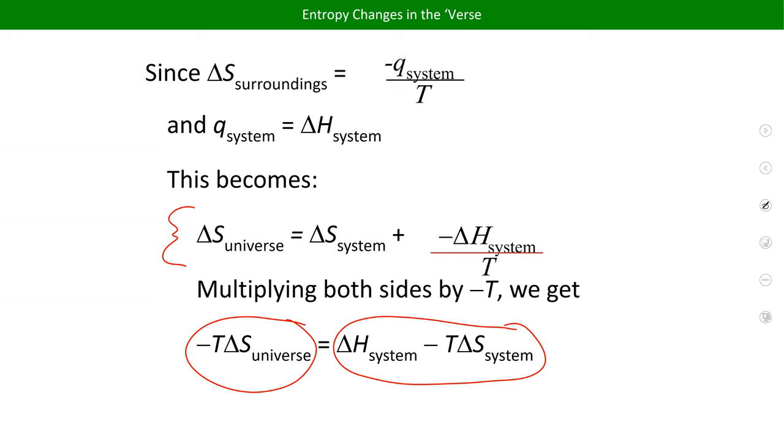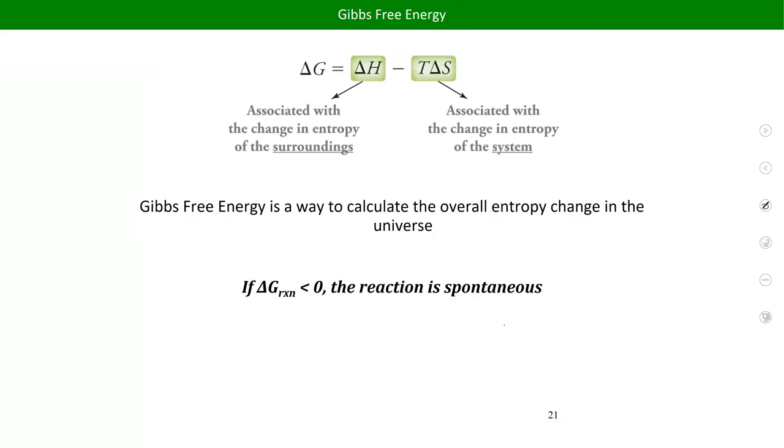Right? And so that's actually where the definition of delta G, remember Gibbs free energy, is negative T times delta S of the universe. They just said, okay, we're going to call delta G negative T times delta S of the universe. So delta G is equal to negative T delta S universe.